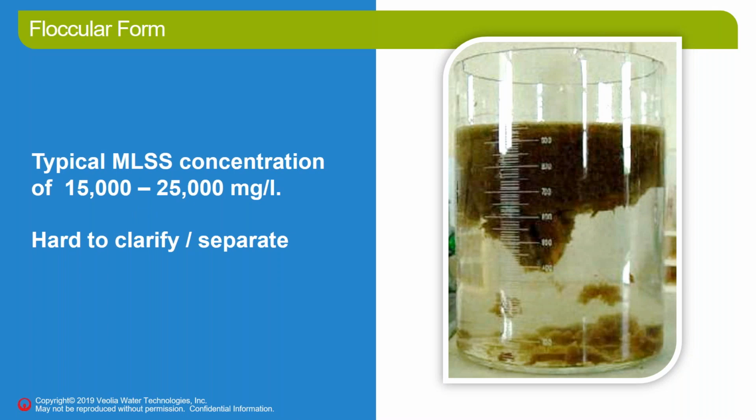The typical concentration of the biomass in a CSTR or a lagoon is about 1.5 to 2.5%. That's 15,000 to 25,000 milligrams of TSS per liter. And the other thing to remember is that this floc form can often be hard to separate out of your wastewater. So if you're treating wastewater with a floc type digester, it can be hard to separate out.